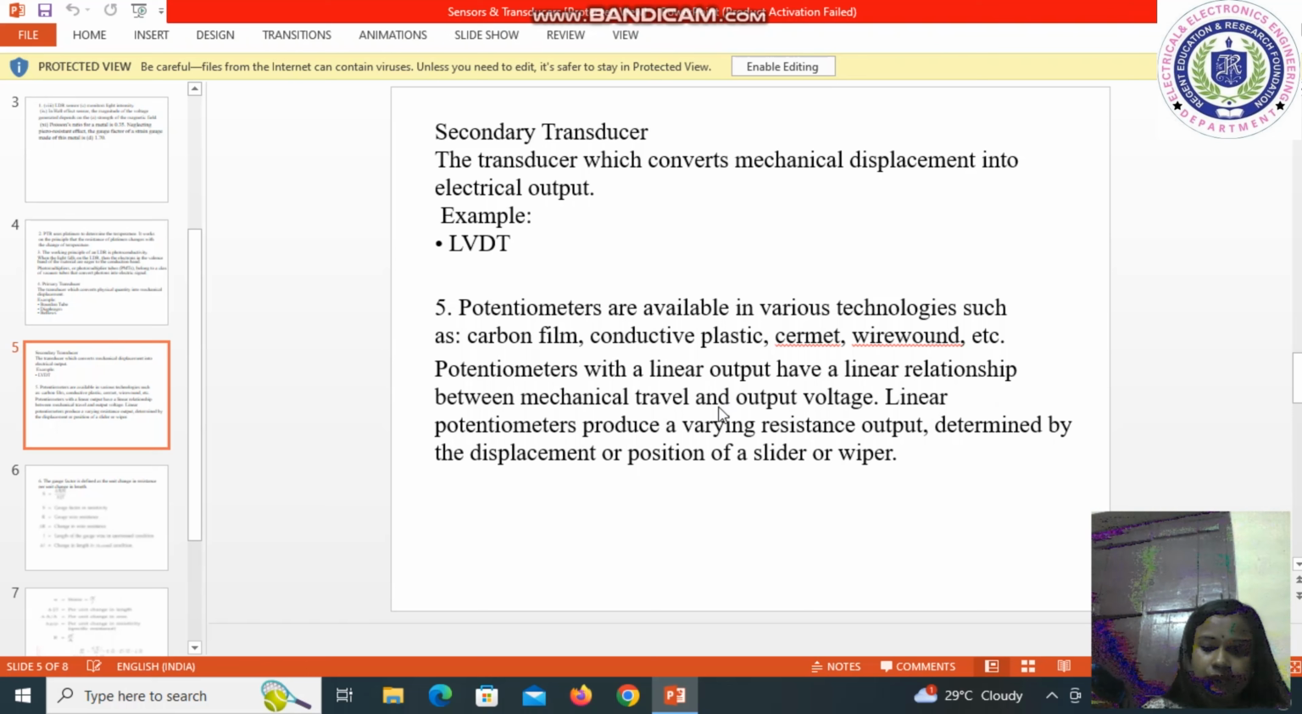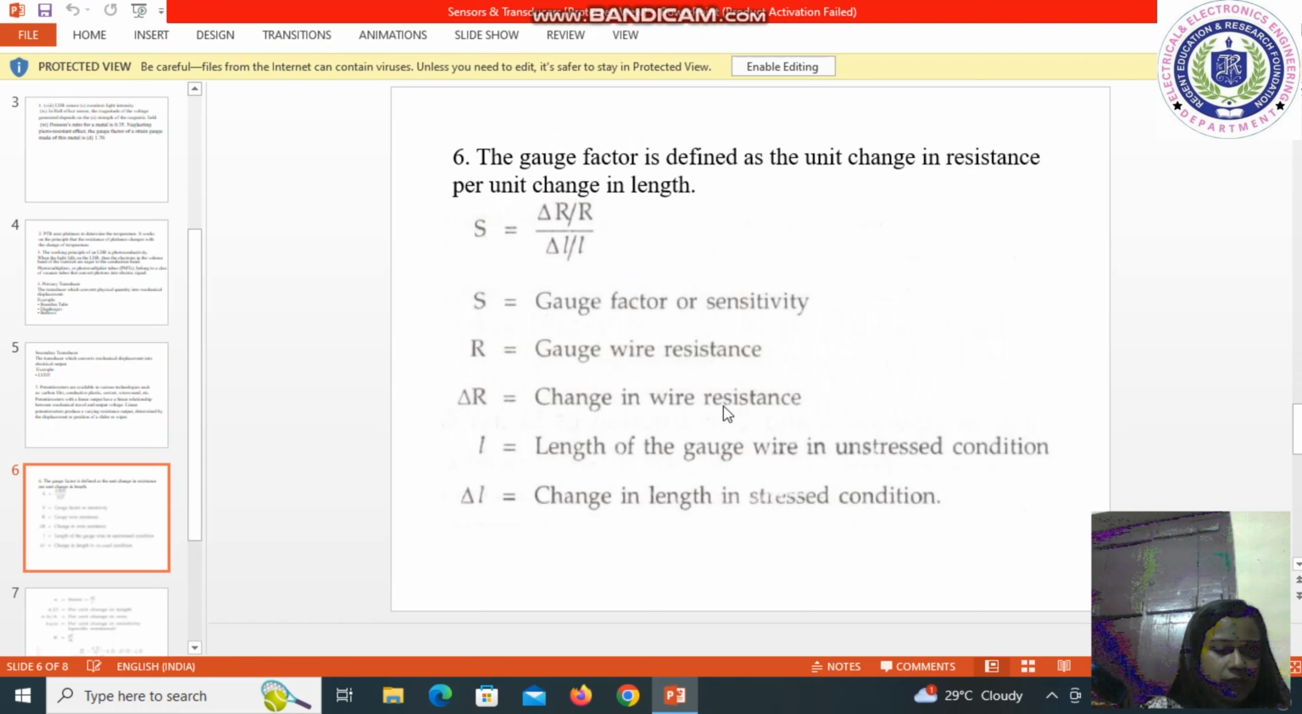Next question, question number 6. Question number 6 is: derive the expression of gauge factor of a strain gauge. Okay, it is a very important question, derivation of gauge factor of a strain gauge. I have already told about the definition of gauge factor. Gauge factor is defined as the unit change in resistance per unit change in length, and it is also called the sensitivity of the strain gauge.